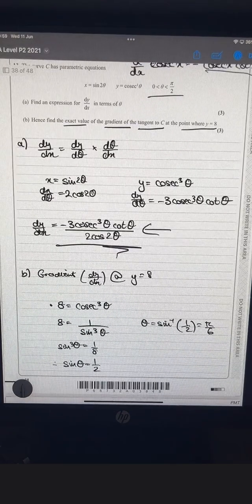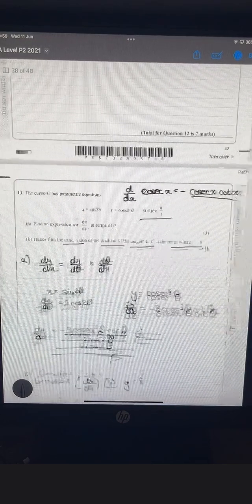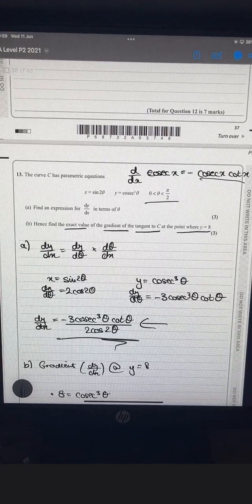Don't simplify if you don't have to. You don't want to lose marks for doing unnecessary work, because if your final answer is wrong, and that's the answer you give, you are not going to get the marks. So if you have answered the question and it matches what they want you to do in terms of theta, leave it as is, you get the marks. Bam, 6 marks. Parametric differentiation.